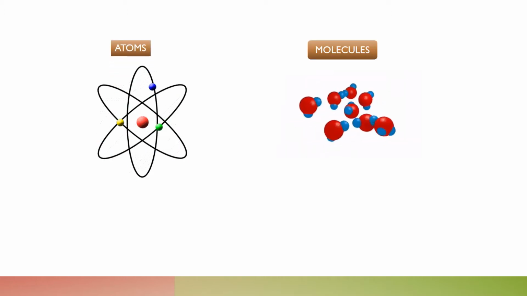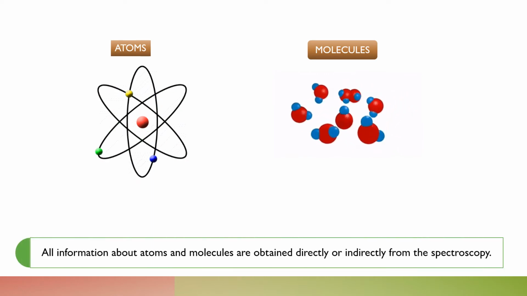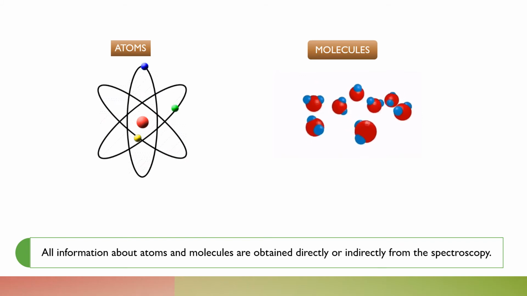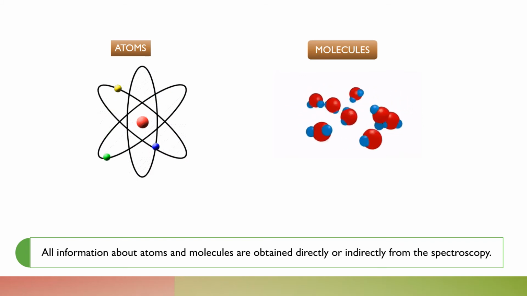We know that the atoms and molecules are infinitesimally small in size, so it's not possible to see them. All information about atoms and molecules is obtained directly or indirectly from spectroscopy.